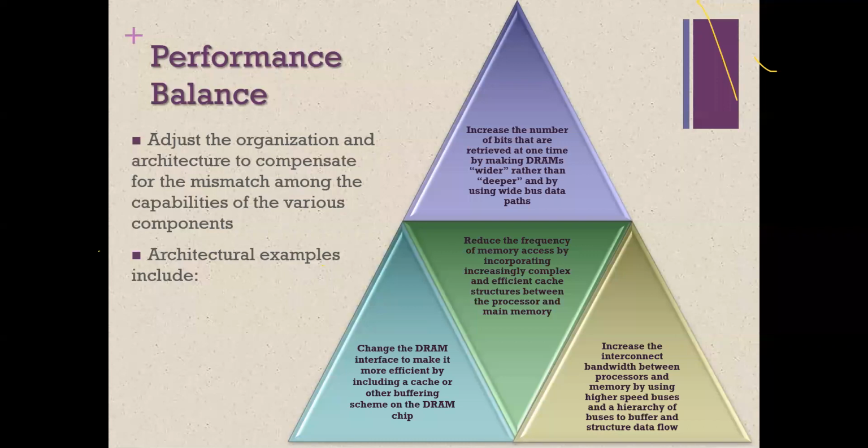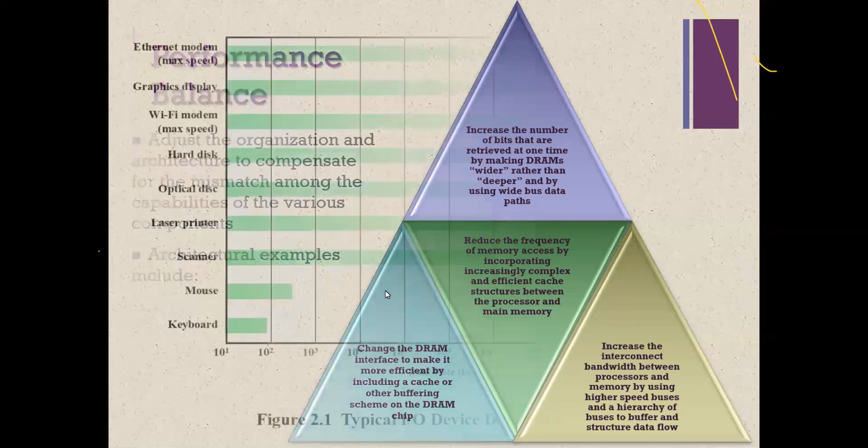So the bandwidth between the processors is increased by using higher speed buses and a hierarchy of buses to buffer the structure. So this is also similar to the vehicular example that I gave when you expand the bus lanes. We would also talk about actual buses as peripherals along the line.